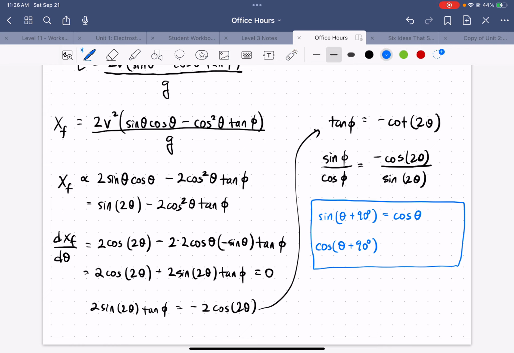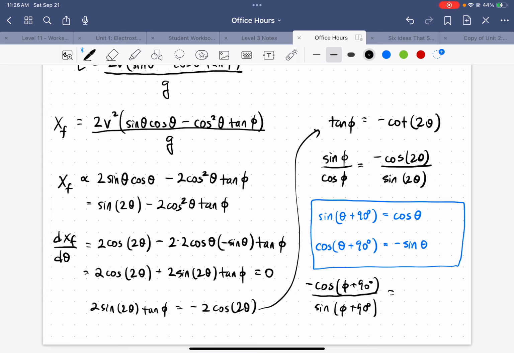All right, so what that means is I can write down that the sine of phi, for example, is the same thing as the negative cosine of phi plus 90 degrees, and then the cosine of phi would be the same as the sine of phi plus 90 degrees. So rewriting what I had before, I've got negative cosine phi plus 90 over the sine of phi plus 90 is equal to negative cosine of 2 theta over the sine of 2 theta.